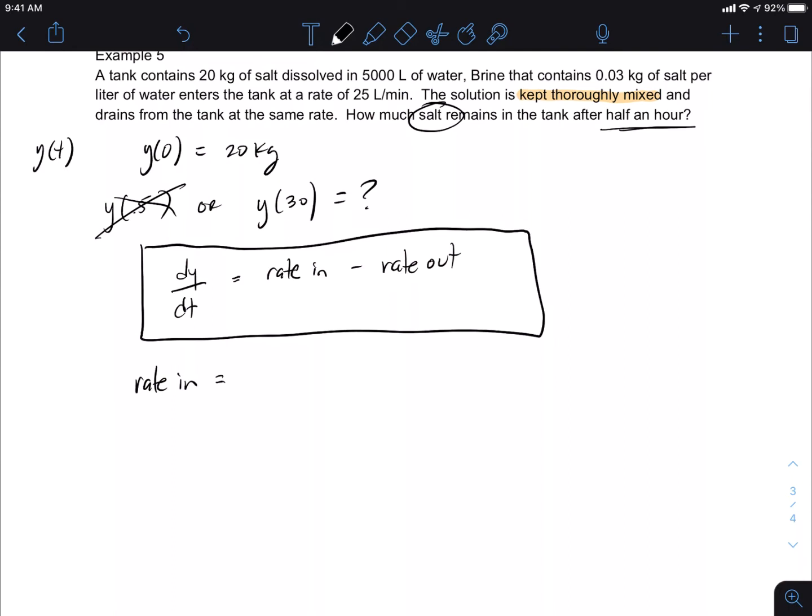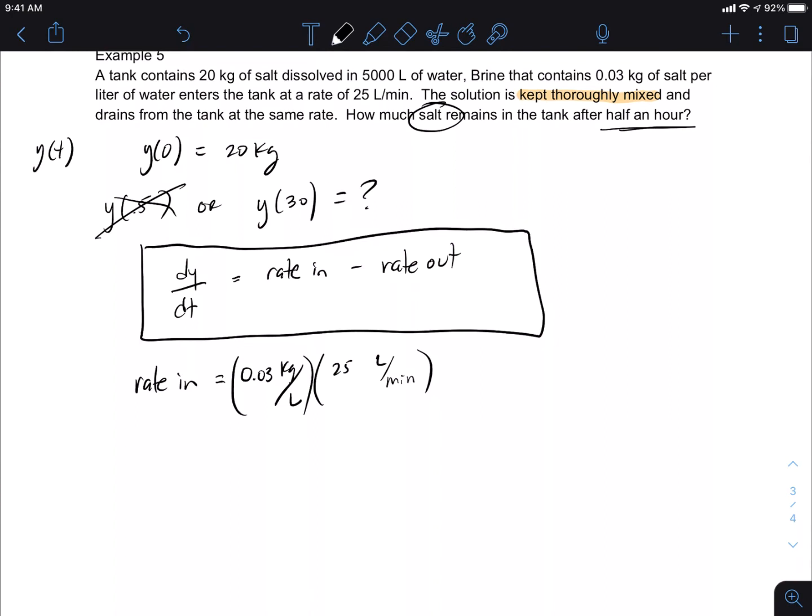It is 25 liters per minute. But what are we looking for? What's in those liters per minute? Remember, what are we going after? Salt. 0.03 kilograms of salt. So we need to have 0.03 kilograms per liter. Right? That's how much is being thrown in at that rate.